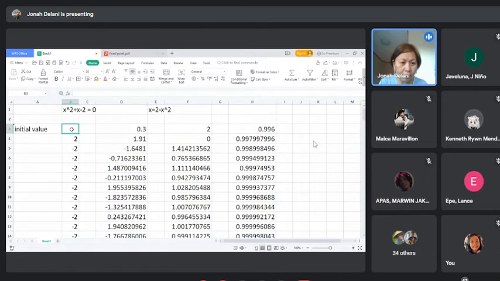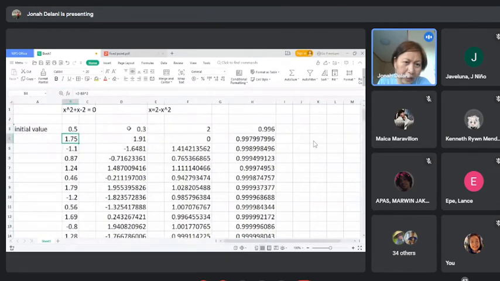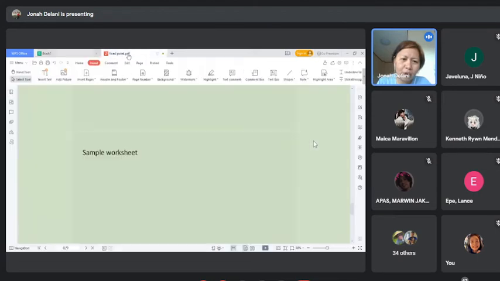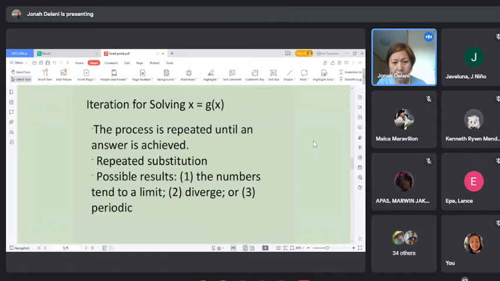So if my initial value is 1, it will solve. If my initial value is 0.5, do you notice? So it will solve. Now, do you notice the resulting values? If I use 0.5 as my initial value, do you notice that the values will diverge? The possible result is that it would diverge.